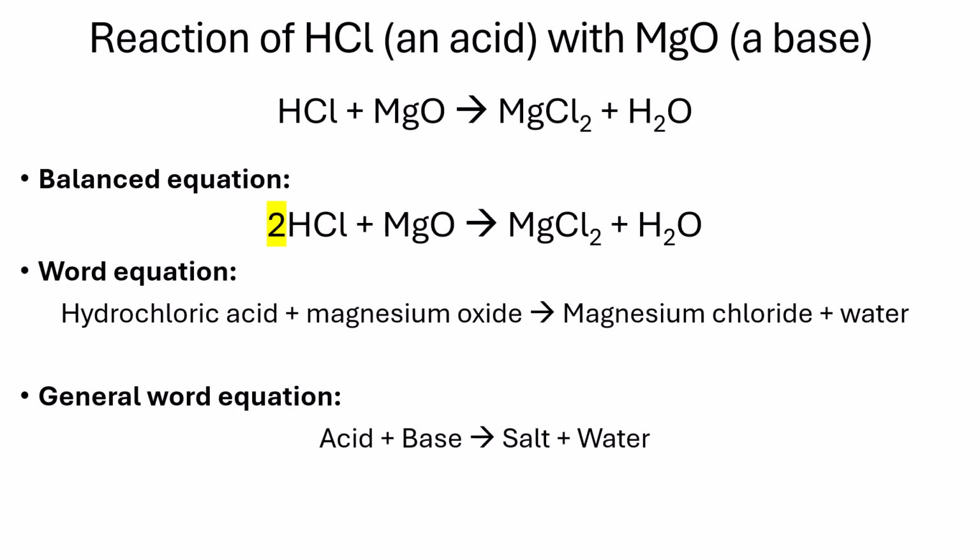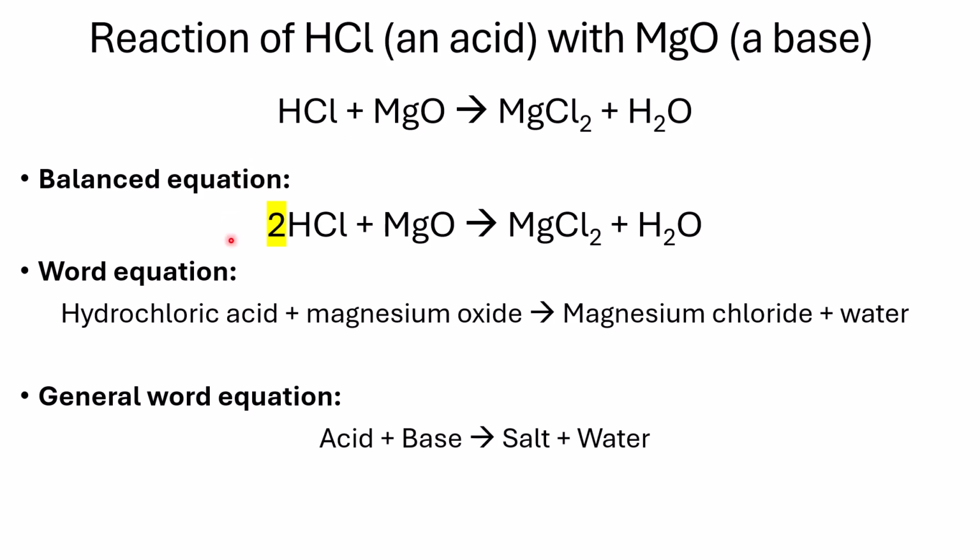And so, lastly, let us look at the reaction of hydrochloric acid, which is an acid, with magnesium oxide, which is a base. So hydrochloric acid, HCl, plus magnesium oxide, a base, forms magnesium chloride plus water. The magnesium combines with the chloride, and the hydrogen and the oxygen combine to form water. Now this reaction is unbalanced because there's only one chloride on the left but two chlorides on the right.